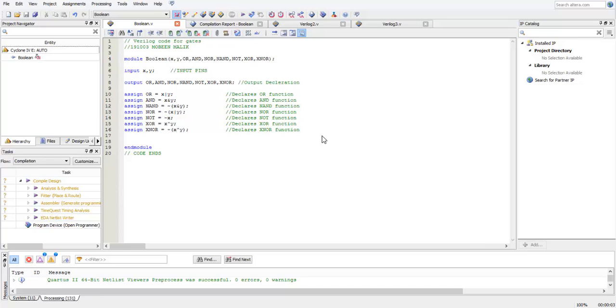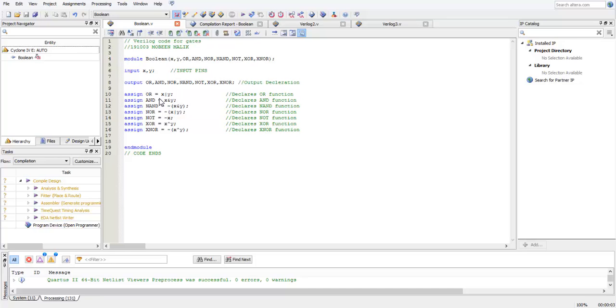Now for the first code, this is the code for the logic gates, and this is the name of my module, Boolean, and it has the following parameters: X, Y, OR, NOR, NAND, and so on. From these parameters, X and Y are declared as inputs, and the outputs are declared as OR, NOR, NAND, NOT, XOR, and XNOR. Now, these outputs need to have a relation with the inputs.